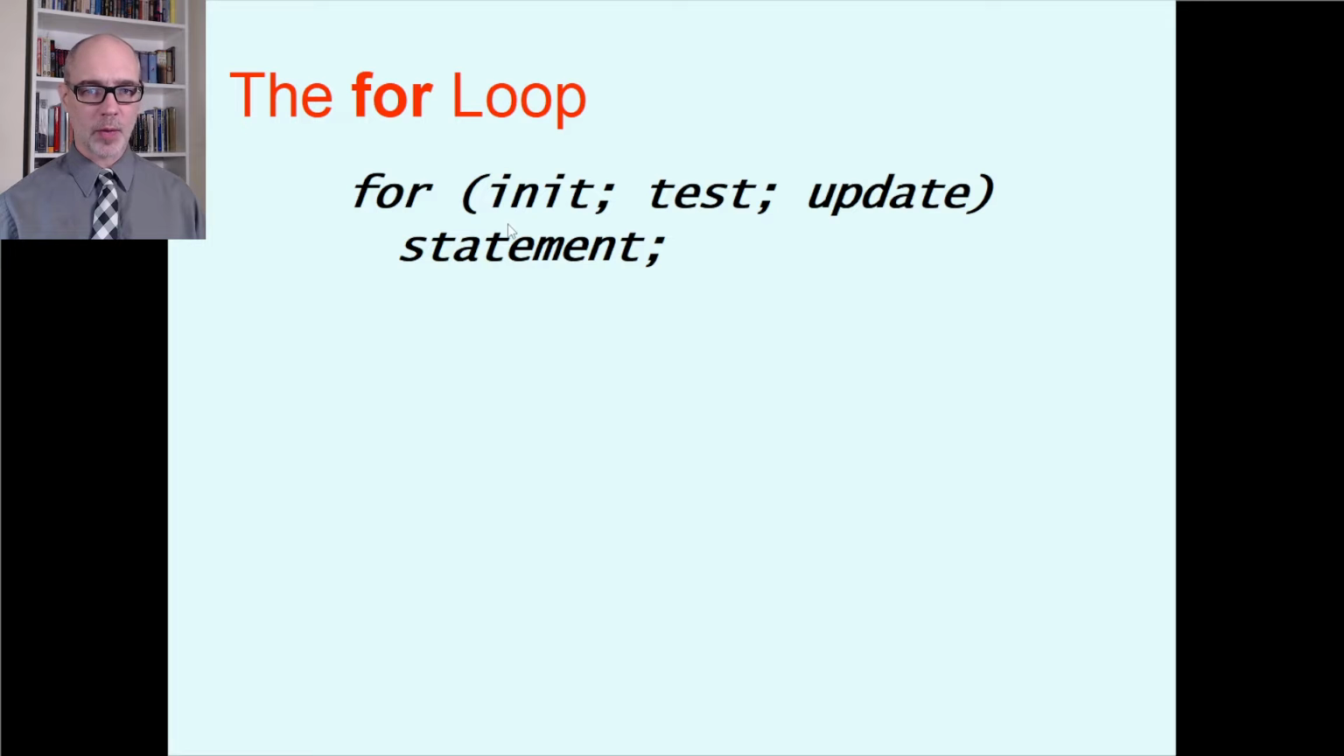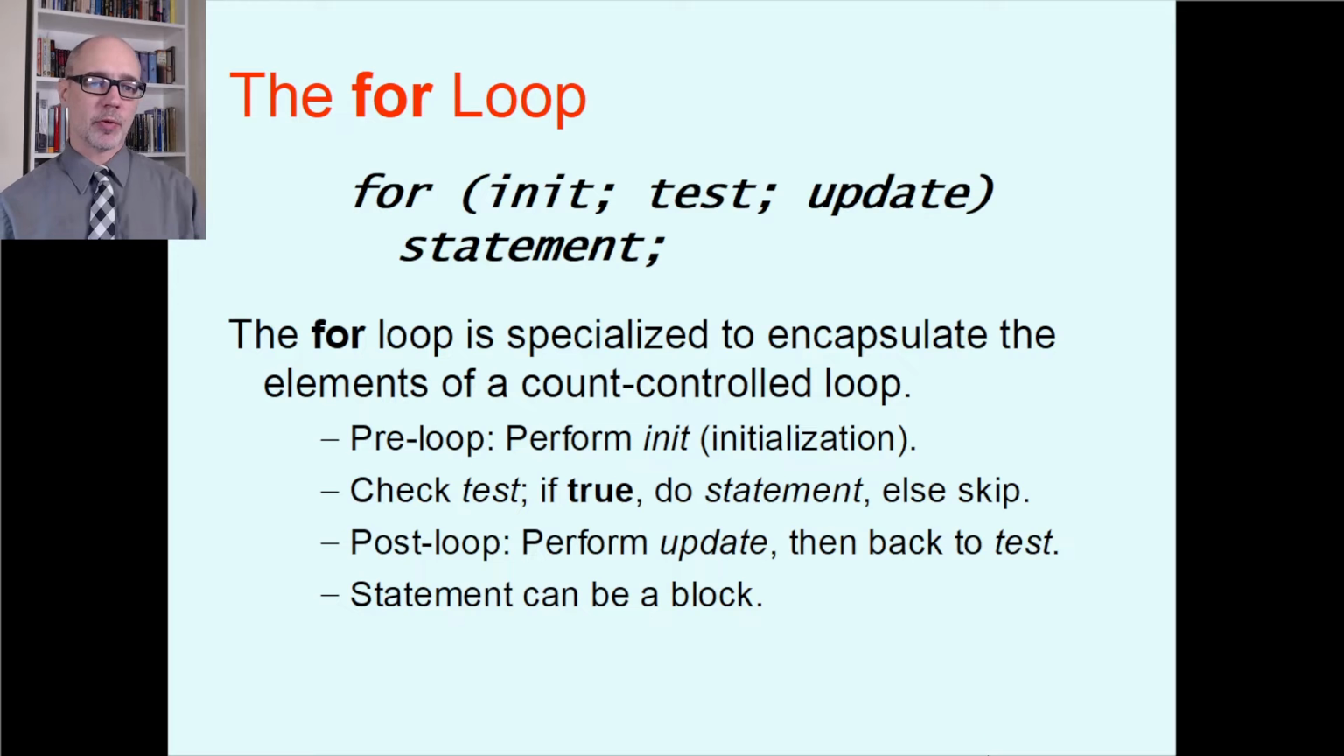You've got a keyword for, and then you have parentheses with three separate parts separated by semicolons, and then there's the body of the loop that's being controlled, whether you repeat it or not. So the for loop is specialized to package together all the elements of a count-controlled loop specifically. At this point, we've seen count-controlled loops, where you know how many times it's going to happen in advance. We've seen user-controlled loops, depending on whether the user says Y or N, whether they want to go back again. So count-controlled loops happen enough that we like a structure here to make it very short for us to write.